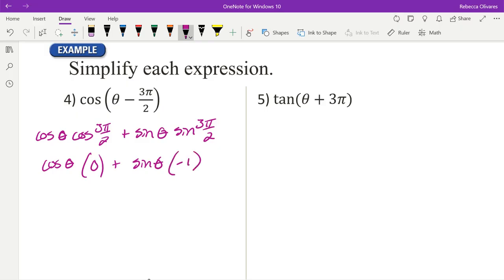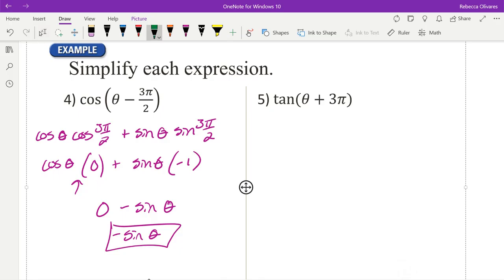Well, the 0 times the cosine of theta, that's going to, of course, be 0, and then minus sine of theta. So this entire expression is just negative sine of theta. Next, let's look at the one with the tangent. So go back to your tangent identities and write down the identities.